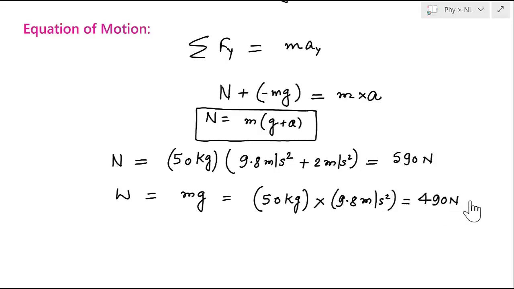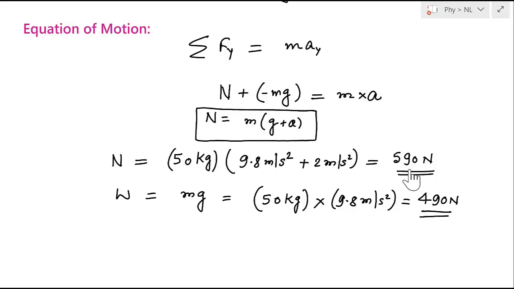Now see, her actual weight is 490 Newton, but this weighing scale or this bathroom scale is showing a reading of 590 Newton. So 100 Newton extra. This is not her actual weight, it is the apparent weight, and that's why this is called apparent weight inside this elevator. She is experiencing extra weight. This is because she is going in the downward direction and the acceleration is in the upward direction, basically the elevator is trying to push her. So she will experience 100 Newton of extra force.